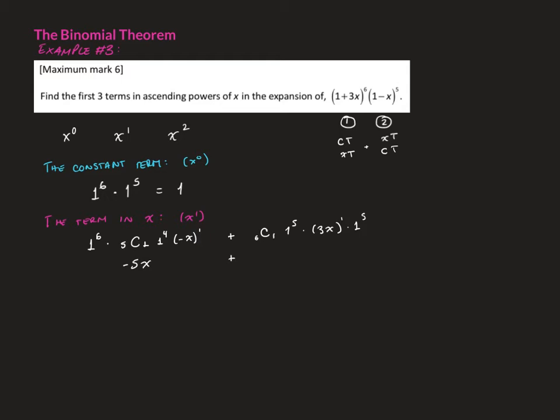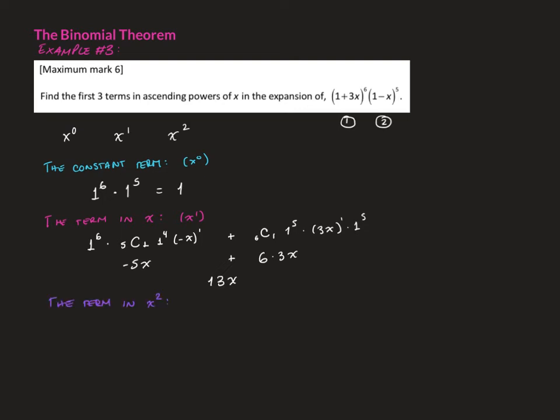Plus 6 combination 1 is 6. 1 to the power of 5 is 1. 3x to the power of 1 is 3x. And 1 to the power of 5 is 1. So 6 times 3 is 18. Minus 5 is 13. So the final answer for the second term that we want is 13x.